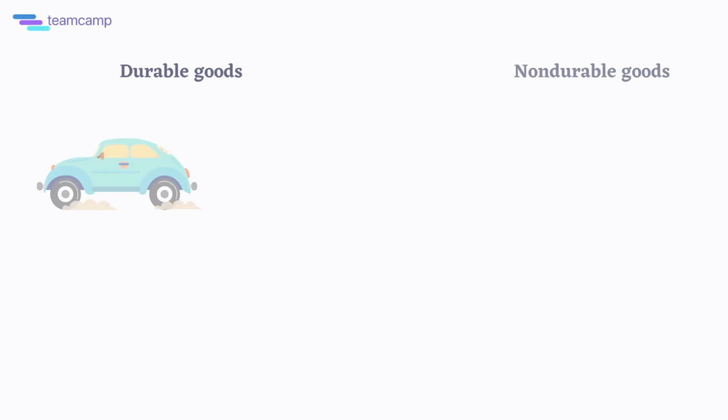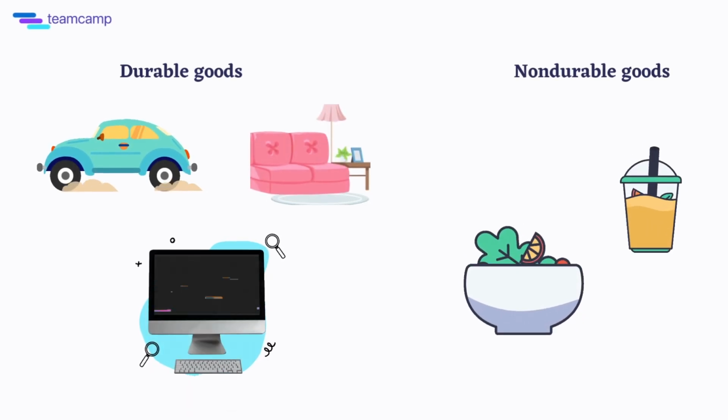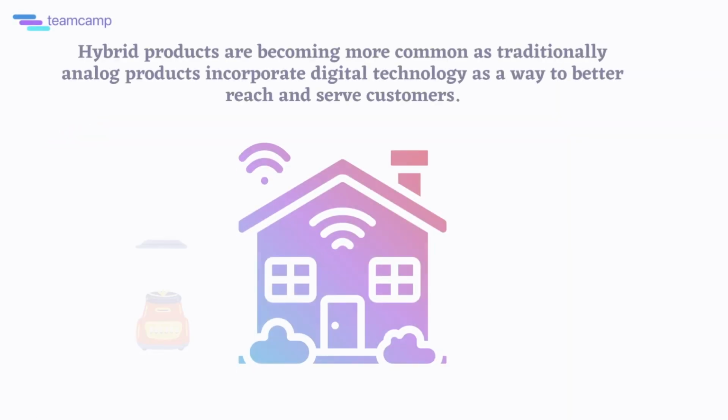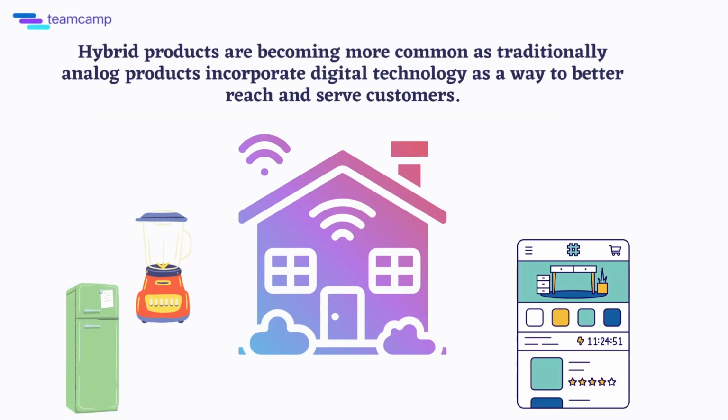Physical products include durable goods, like cars, furniture, and computers, and non-durable goods, like food and beverages. Virtual products are offerings of services or experiences, such as education, software, and streaming services. A product may also be a hybrid, including both physical and virtual elements, like a kitchen appliance with its own mobile app. Hybrid products are becoming more common as traditionally analog products incorporate digital technology as a way to better reach and serve customers. These categories can help us understand different types of products.